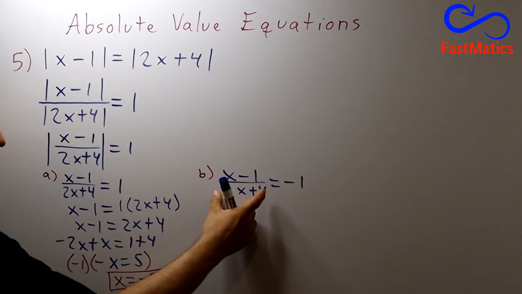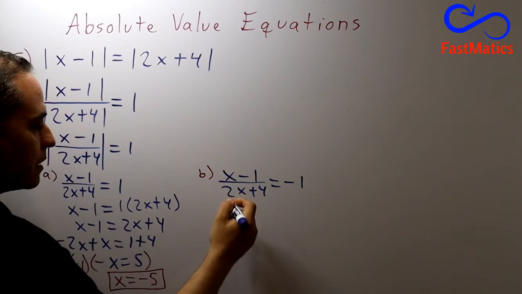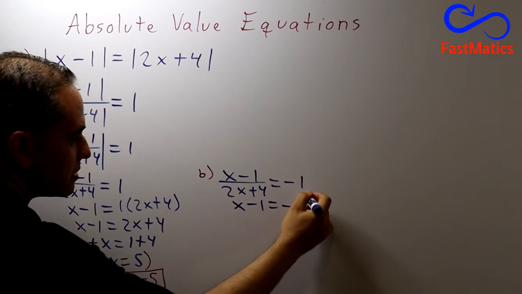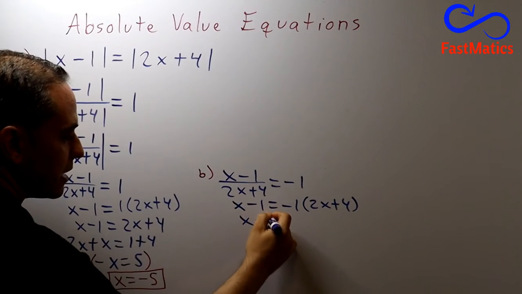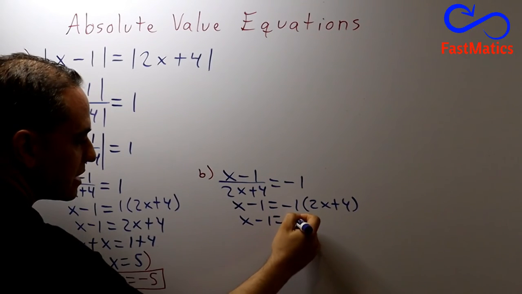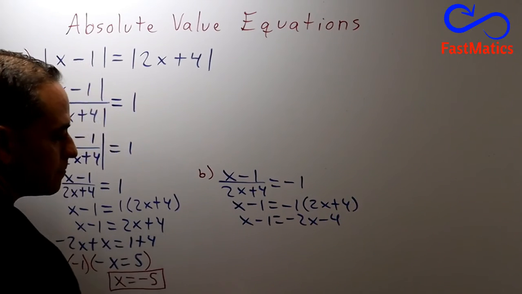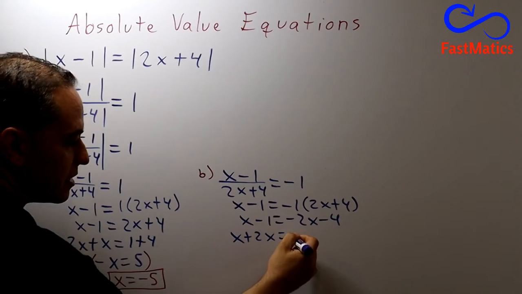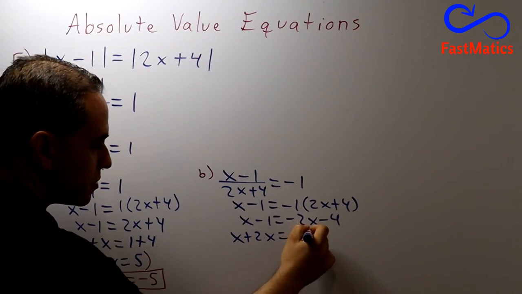After that, here the same thing, we can pass the denominator multiplying to the other side. So x minus 1 is equal to negative 1 times 2x plus 4. We solve the multiplication because it is a linear equation, very simple. Negative 1 times 2x, negative 2x. And negative 1 times 4, negative 4. Here, everything with x to the left side, everything without x to the right side.